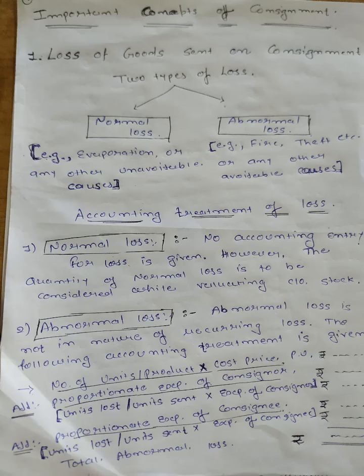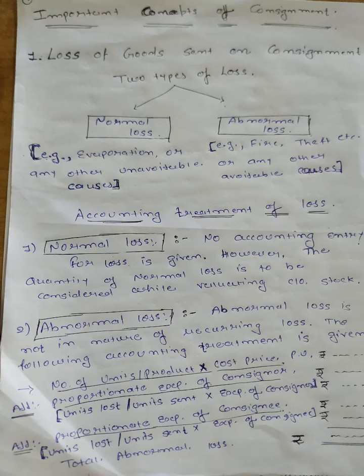Now, another important concept of consignment is loss. Loss of goods sent on consignment business. It is possible that some of the goods may be damaged during transit if the consignor sends those goods on consignment via different modes of transport, like air, railway or marine. So the loss of these damaged goods is bifurcated into two types. One is normal loss and another one is abnormal loss.